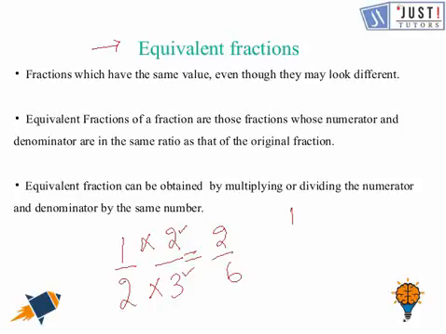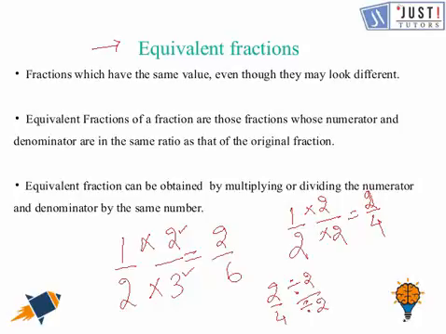So to find the equivalent fraction of 1/2, we can times by 2 in the numerator and times by 2 in the denominator. Now it would be 2/4. So now 1/2 and 2/4 look different but they carry the same value. Or we can find the equivalent fraction by using division as well. So we divide by 2 in the numerator and divide by 2 in the denominator, so that would be 1/2. So we can find the equivalent fraction by multiplying or by dividing.